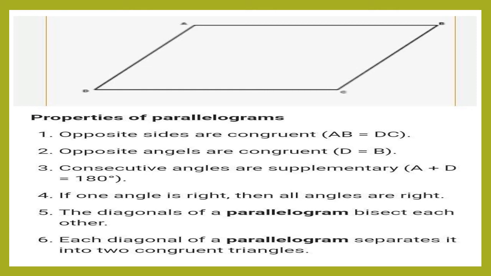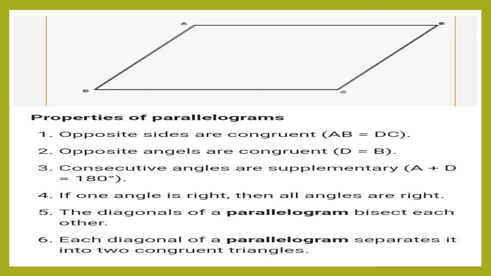Children, consecutive angles means adjacent angles. Adjacent angles are supplementary. We applied this property while solving so many problems. That means the adjacent angles of a parallelogram are supplementary. And if one angle is a right angle, then all angles are right angles. In a parallelogram, if any one of the angles is 90 degrees, then all the remaining angles become right angles.